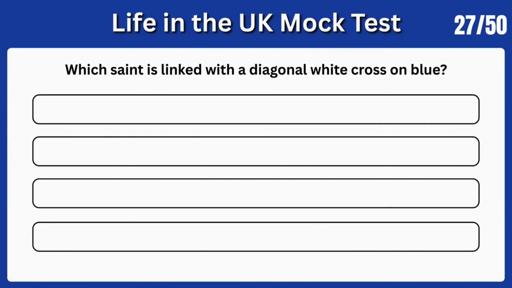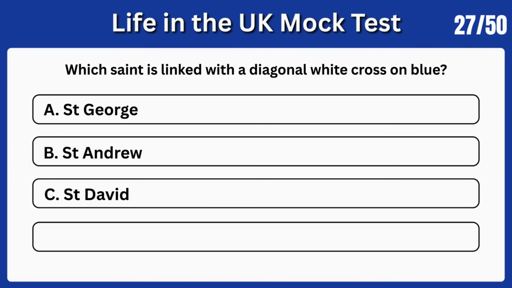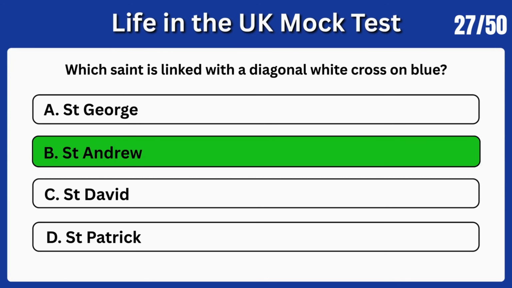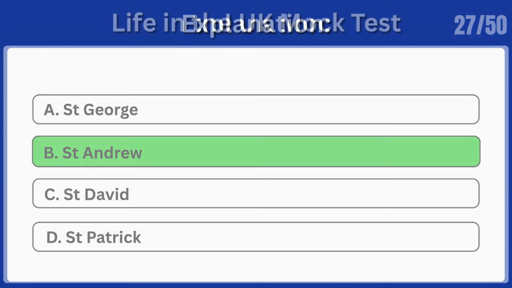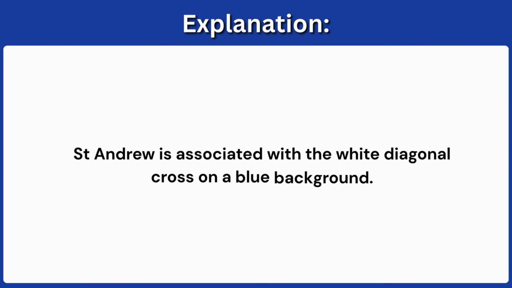Question 27. Which saint is linked with a diagonal white cross on blue? A. Saint George. B. Saint Andrew. C. Saint David. D. Saint Patrick. The correct answer is B. Explanation. Saint Andrew is associated with the white diagonal cross on a blue background.